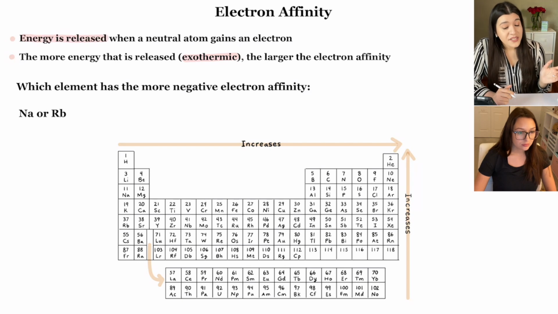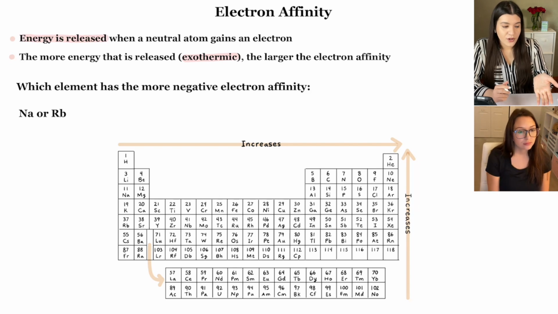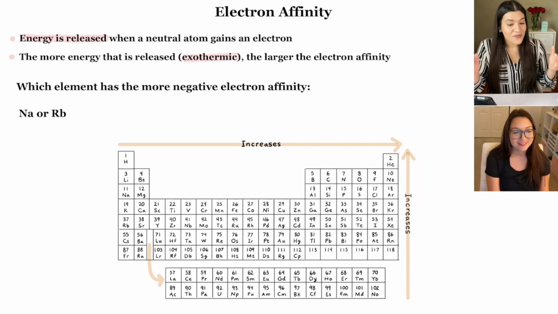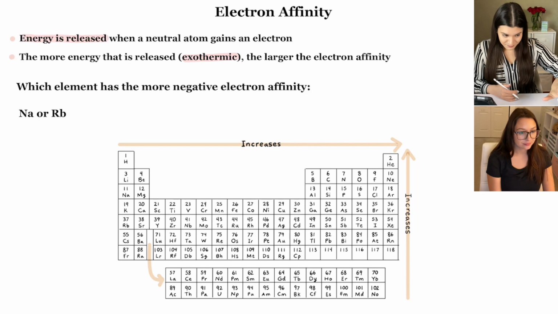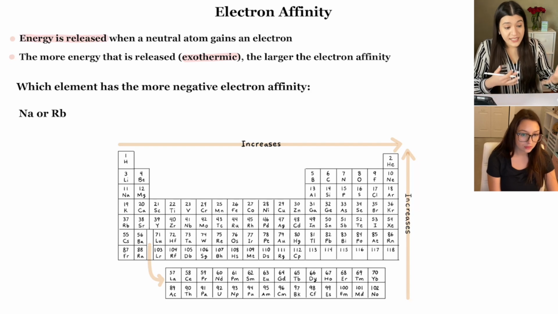So in case you were to see, is electron affinity exothermic or endothermic? Well, it would be exothermic because it's releasing energy. And endothermic just means you're absorbing energy. But you're going to learn that later on this semester. For now, just know that releasing energy is exothermic, and that's what electron affinity is. So, the more energy that is being released, the larger the electron affinity.